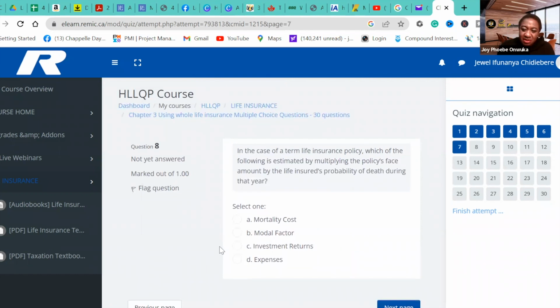Anyways, let's go on to question number 8. In the case of a term life insurance policy, which of the following is estimated by multiplying the policy's face amount by the insured's probability of death during that year? Yeah, we saw this question in chapter 2. Guys, you remember? Right? Mortality cost, model factor, investment return, expenses? I think it's mortality cost. Yes, mortality cost is the answer. I remember we saw it. We got it wrong then. You see the way these things are connected, right?